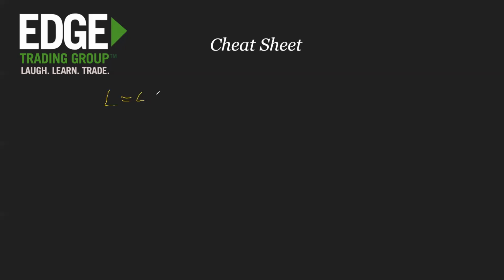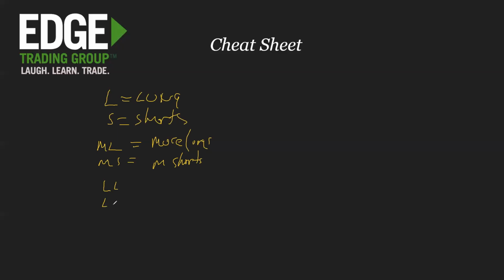We're going to use L for longs. Okay. Pretty simple. S is going to be for shorts. All right. You've seen me talk about this forever, but now we're going to put it in a bucket. ML is simply for more longs. All right. More longs. And you guys should have this cheat sheet written out. MS would be for what? Simple. More shorts. All right. More shorts. LL and LS are for less longs and less shorts, correct? Let's write this up quick because we know this.